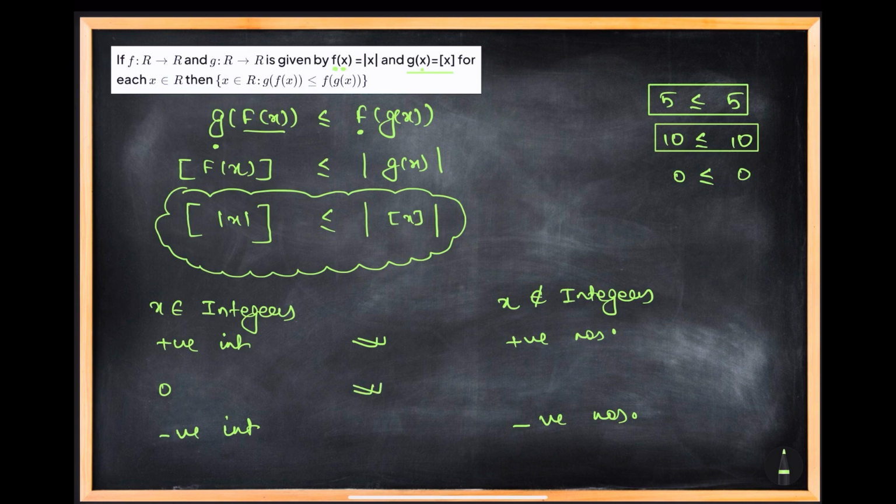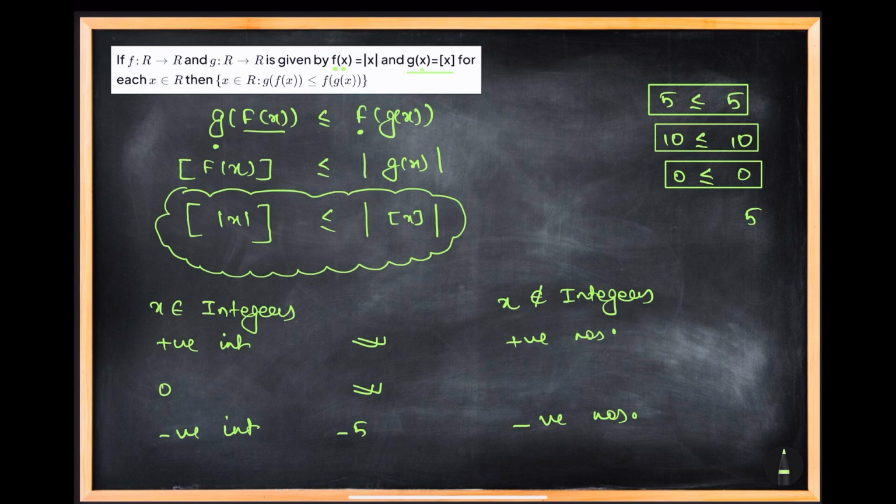Okay, now think about negative integers. Okay, negative integers, suppose that I am talking about minus of 5. So what is box of minus 5? Minus 5. And what is the mod of minus 5? Mod of minus 5 is nothing but 5.